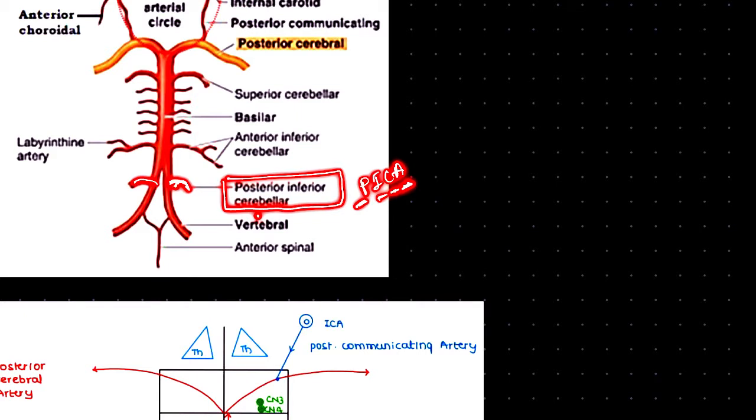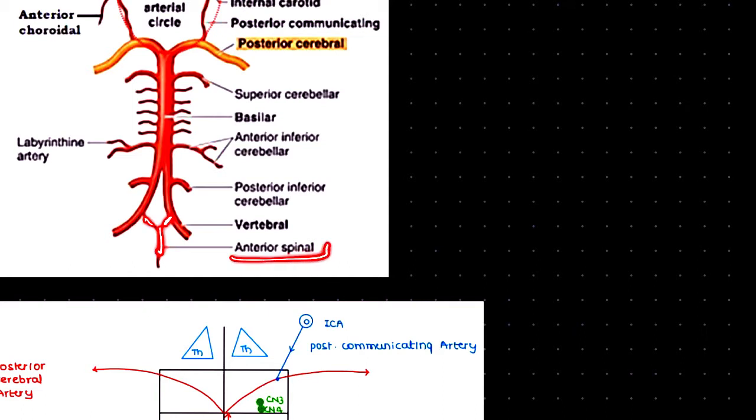Another is, as you can see, two anterior spinal arteries that join together and form one. What is its importance? The two anterior spinal arteries form one anterior spinal artery in the midline, and this supplies the anterior two-thirds of the spinal cord. There is also the posterior spinal artery that supplies the posterior one-third of the spinal cord. That is also a branch of the vertebral artery.